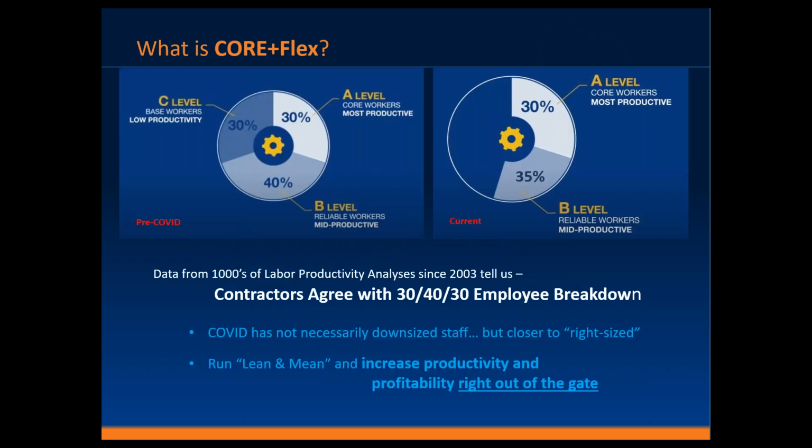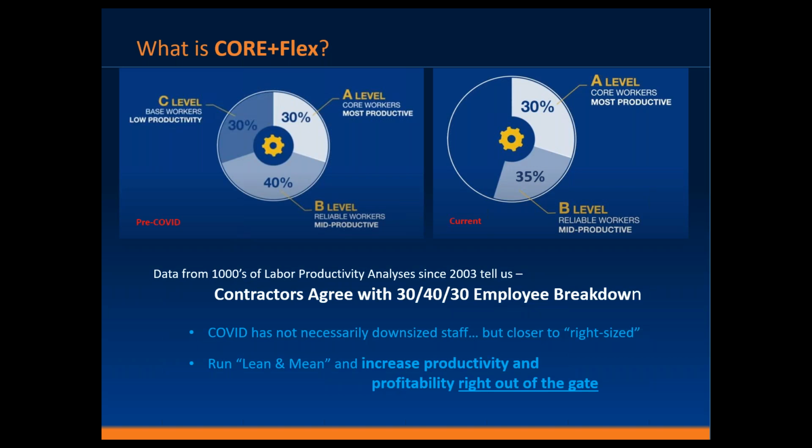This is not something that's new. The CORE+Flex really has been a part of Tradesmen's business model since 1992. We formalized the name of it CORE+Flex in 2003. But the point to that is we've done thousands of labor productivity analyses and W-2 analyses that help us work with our clients to determine what their core workforce should be. And in doing those analyses, we've determined, if you look to the top left, the chart up there, that most contractors that we've dealt with throughout the years are broken between 30, 40, and 30.